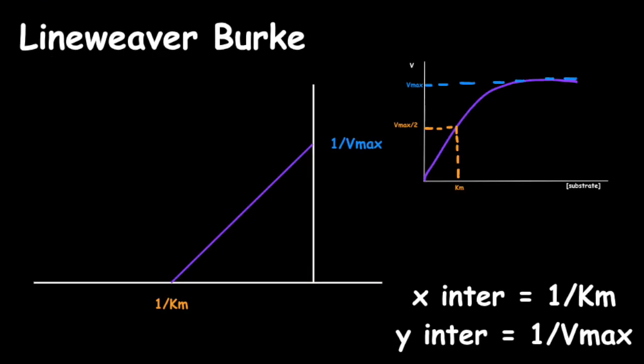The Lineweaver-Burk plot takes the two important points we had from our Michaelis-Menten plot and actually has the inverse of them as the two intercepts. So the x-intercept is 1/Km and the y-intercept is 1/Vmax.